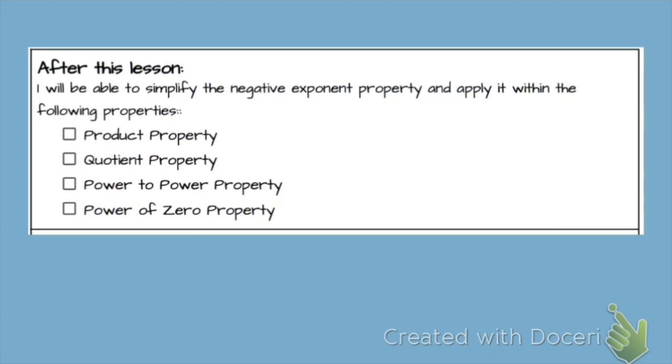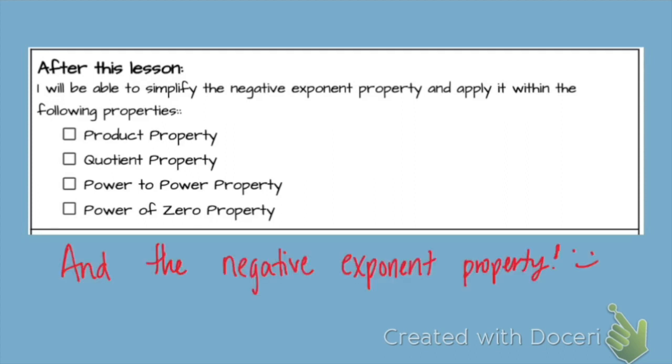Okay, after this lesson, you should be able to use the product property, quotient property, power to power property, and power of 0 property. Oh, and you should be able to use the negative exponent property.